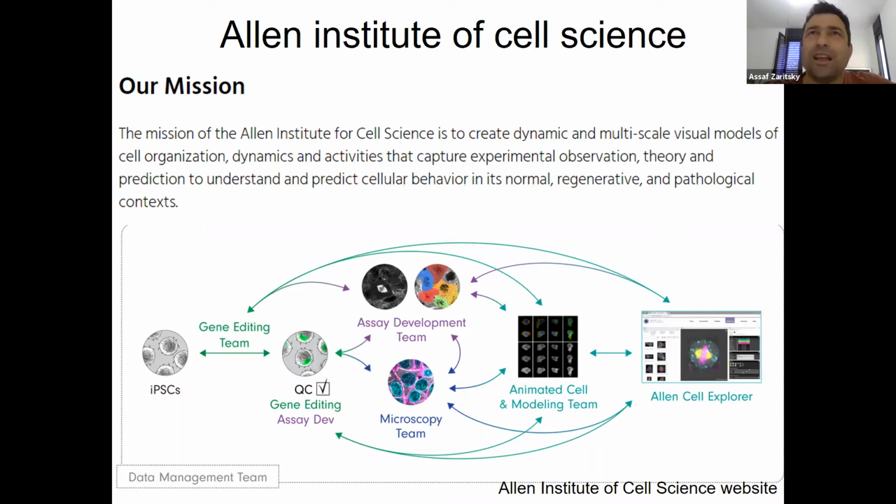In cell science, the mission, you can see it here, is to create dynamic multi-scale visual models of cell organization, dynamics and activities that capture experimental observations, theory and prediction, behavior, normal and pathological contexts, right? So there is a whole institute and also many, many other labs with the goal to understand how a cell is organized internally. And I really like this institute.